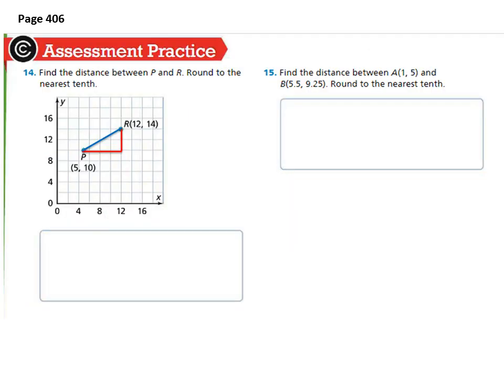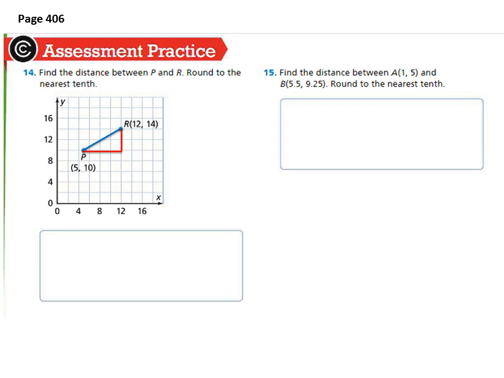Now, question 14. Read carefully, take your time, stop the video if you want. After finishing, come back to check your answer. Have you finished? Yes? We can use the formula directly to find the distance between P and R. The question, find the distance between P and R, round to the nearest tenth.